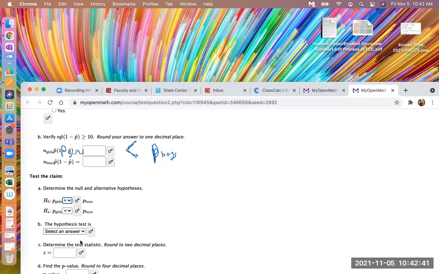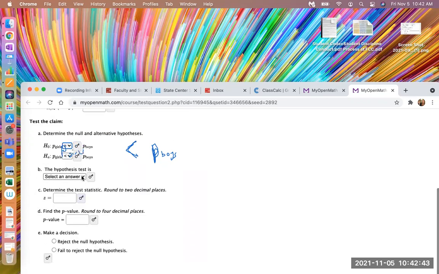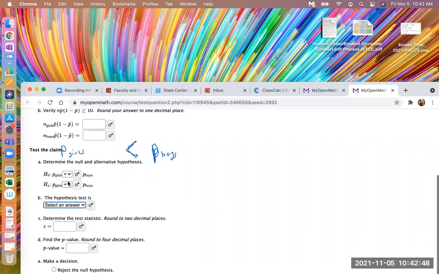All right, the next thing is the hypothesis test: whether it's right tail or left tail, you just look at the direction of the alligator's mouth or the inequality symbol, which looks like an arrow. That arrow is pointing to the left.